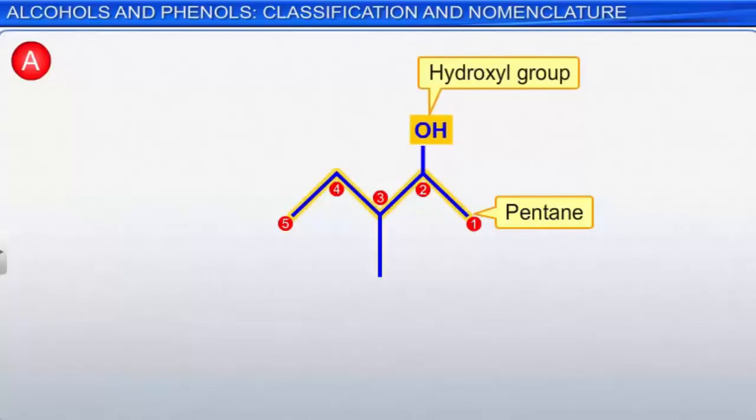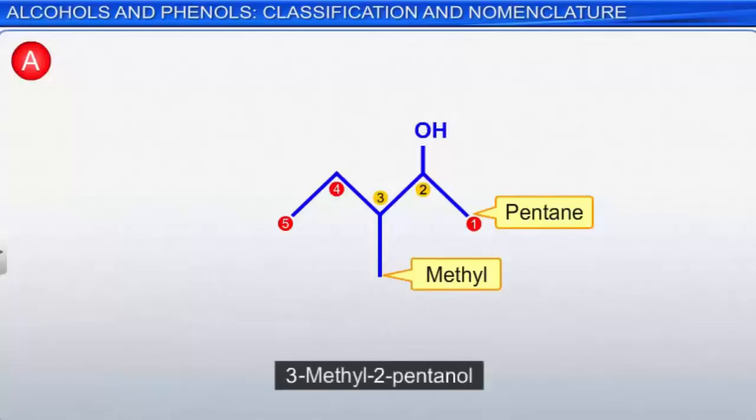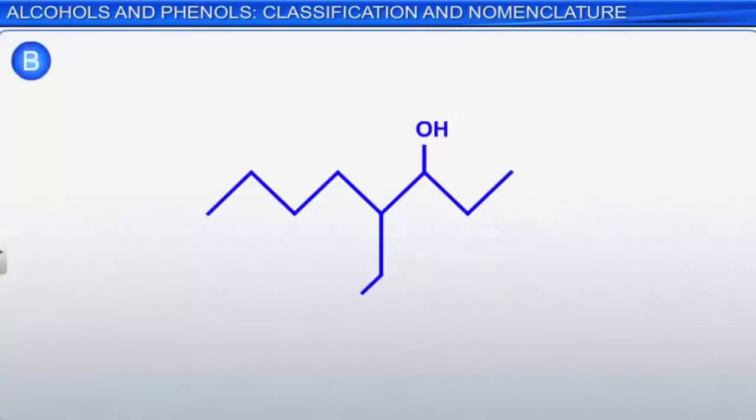Notice that the hydroxyl group is on carbon 2. There is a methyl group at carbon 3. So, the correct name of this molecule is 3-methyl-2-pentanol. In molecule B, the longest continuous chain has 8 carbons.